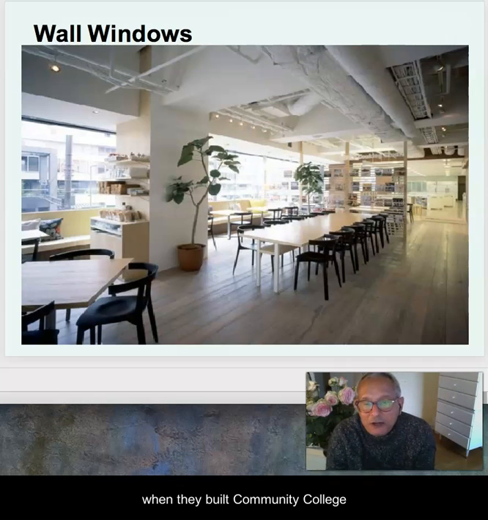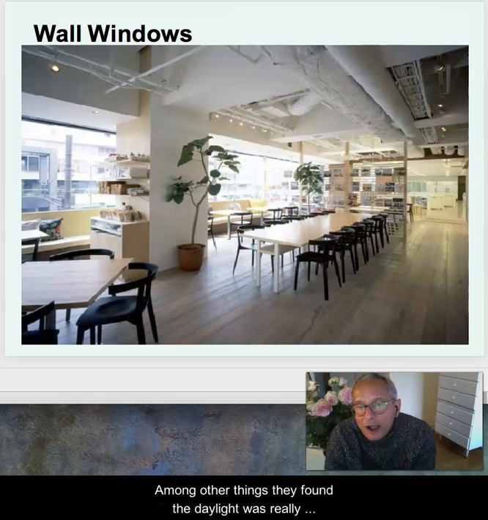When they built community college, among other things, they found that daylight was really annoying. That's why we have all those windowless classrooms, because they wanted to control the light. However, we realized that daylight and views to the outside world are really essential to our well-being as humans.